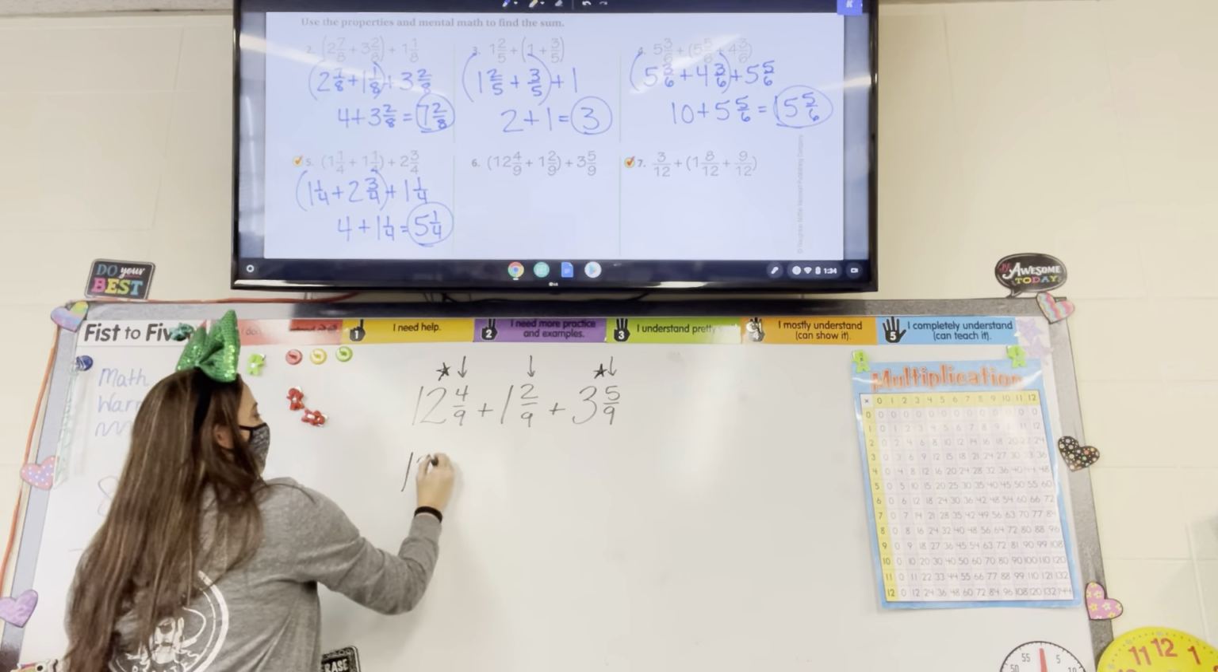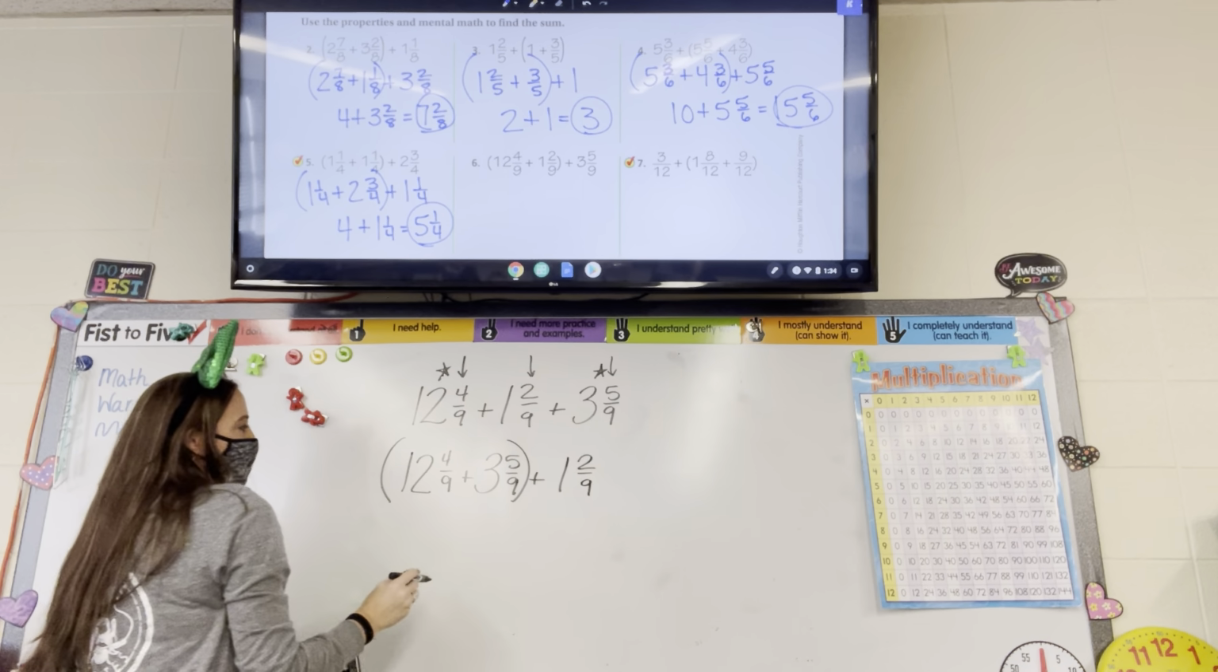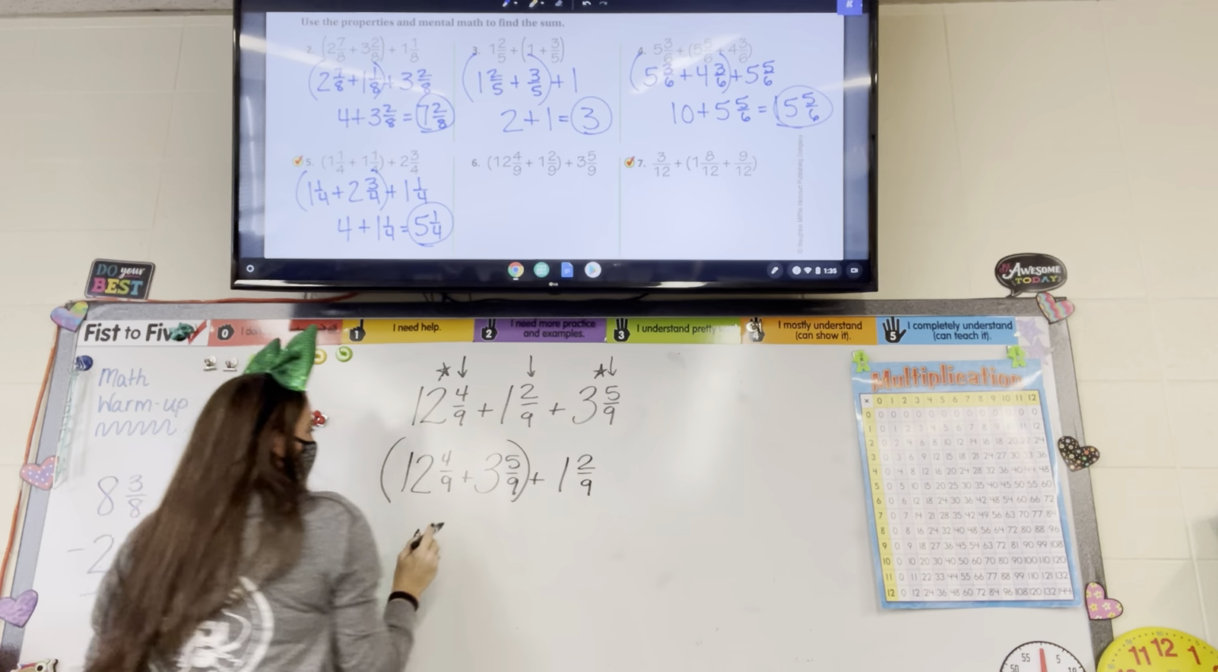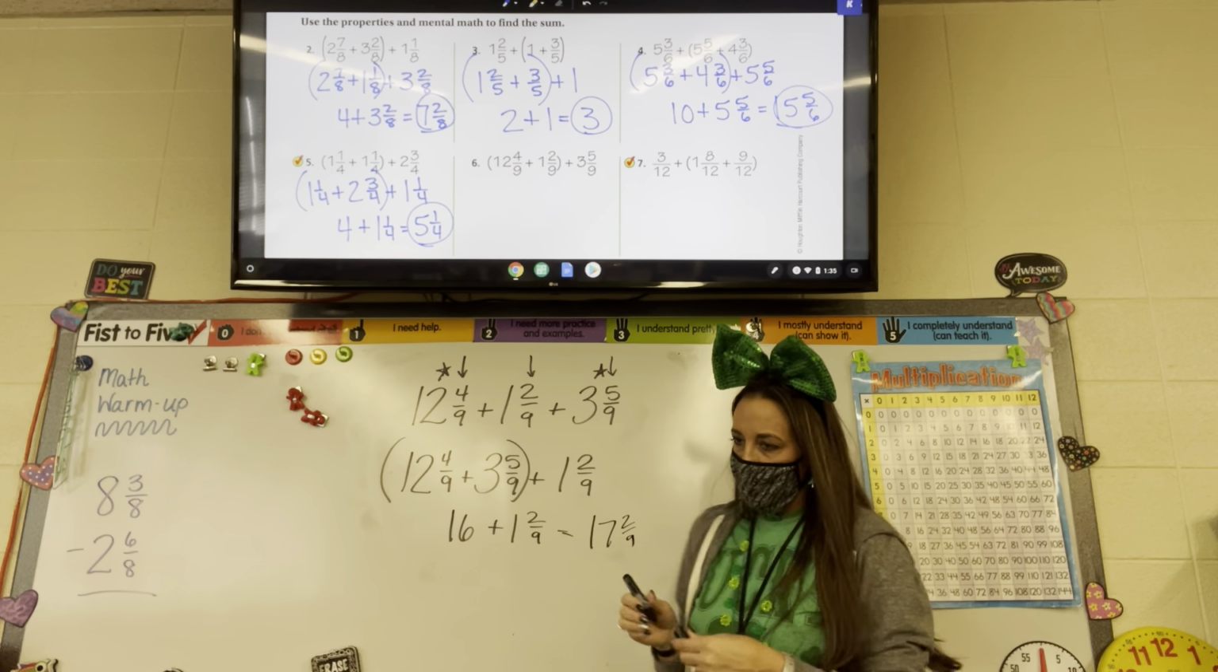Okay, so 12 and 4/9 plus 3 and 5/9. And then we add on our 1 and 2/9. Okay. So in these parentheses, our fraction parts add up to be one whole. And then we've got 12 plus 3, 15, plus one more, 16 in the parentheses, plus 1 and 2/9 equals 17 and 2/9. There you go.